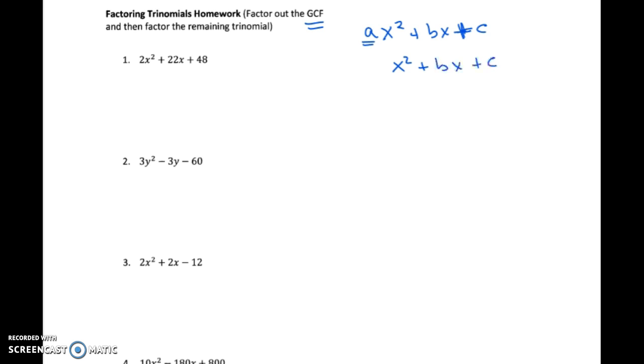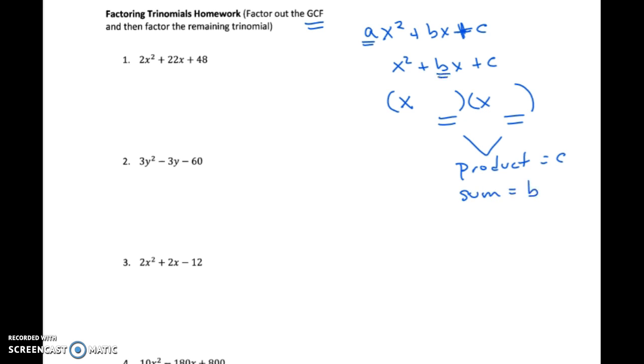That is nice because when that happens, I do not need that AC grouping method that we were working on yesterday. I can go straight to my two binomials. They will both have, in this case, x in the front, and then I'm looking for the two numbers to put in that have a product equal to c, and they have a sum equal to b, which is the coefficient of the x term here. So let's see how some of these go.